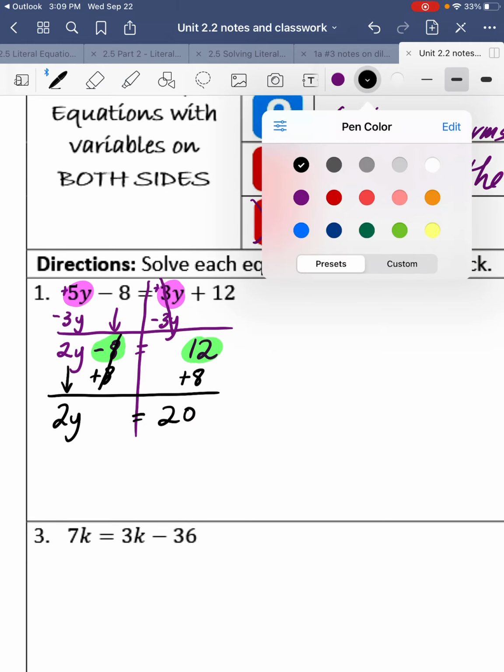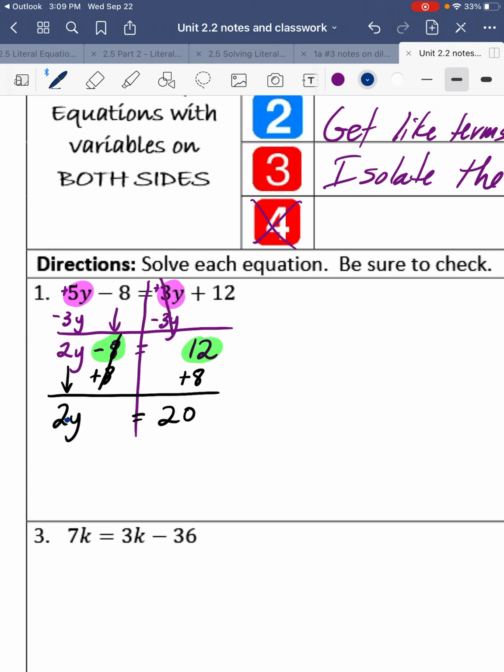The operation that I see in the middle there between 2 and y is multiplication. Opposite of a multiplication is division. So we divide by 2. 2 divided by 2 is 1. 1 times y is actually just y. So 20 divided by 2 is 10. So y is going to equal 10.